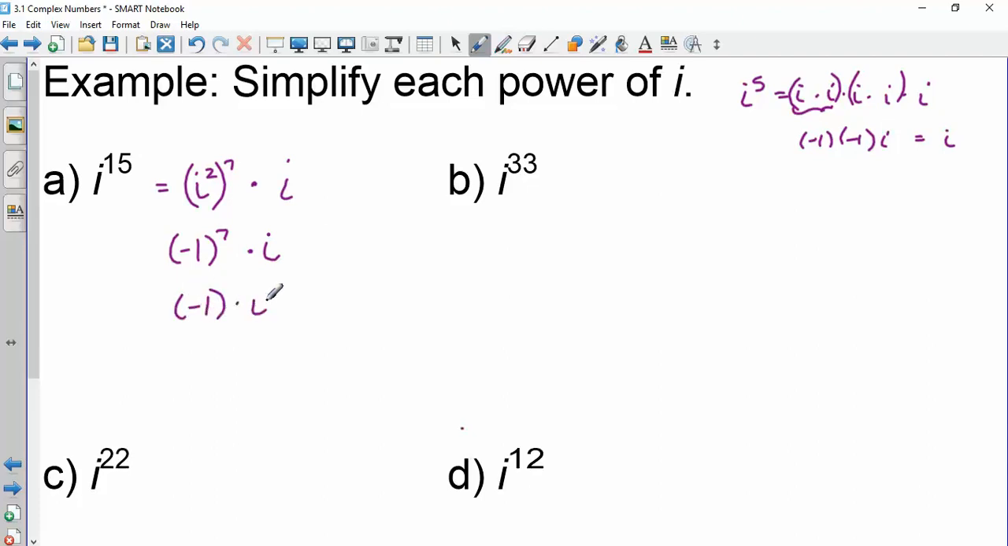If your power is odd, it'll turn out to be a negative 1. If your power is even, it turns out to be positive. So we have negative 1 times i, which is just negative i.